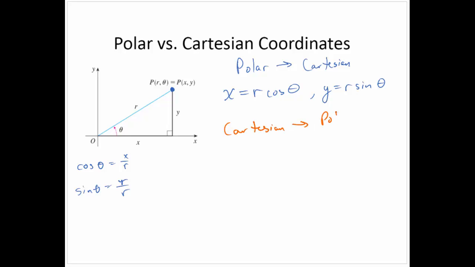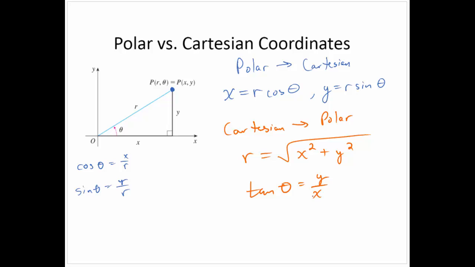If instead we want to go from Cartesian to polar coordinates, we often say that from the Pythagorean theorem, r is given by the square root of x squared plus y squared, and then the tangent of theta is y over x. Again, we know that tangent theta is y over x from right triangle trigonometry, and again, we can extend that beyond the right triangle using what we've learned in trig.